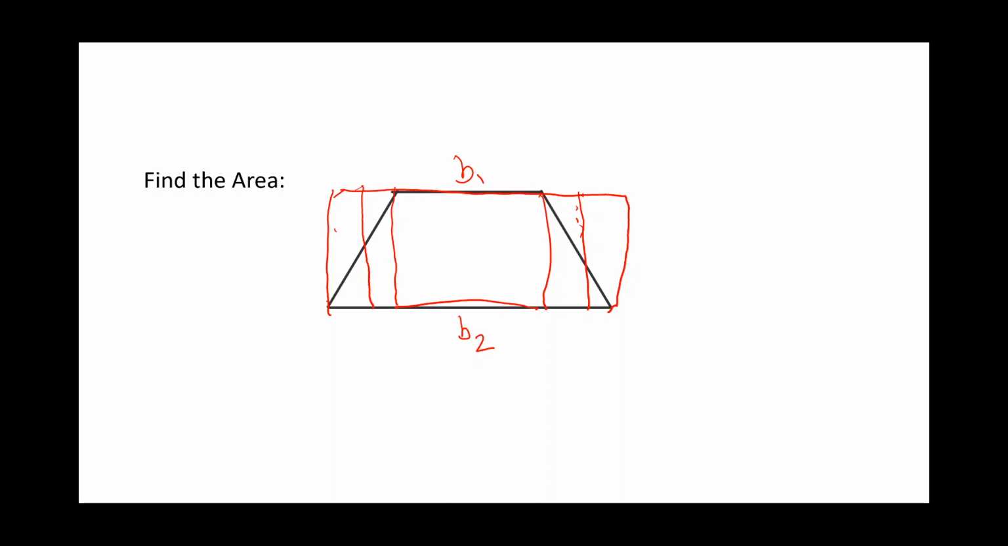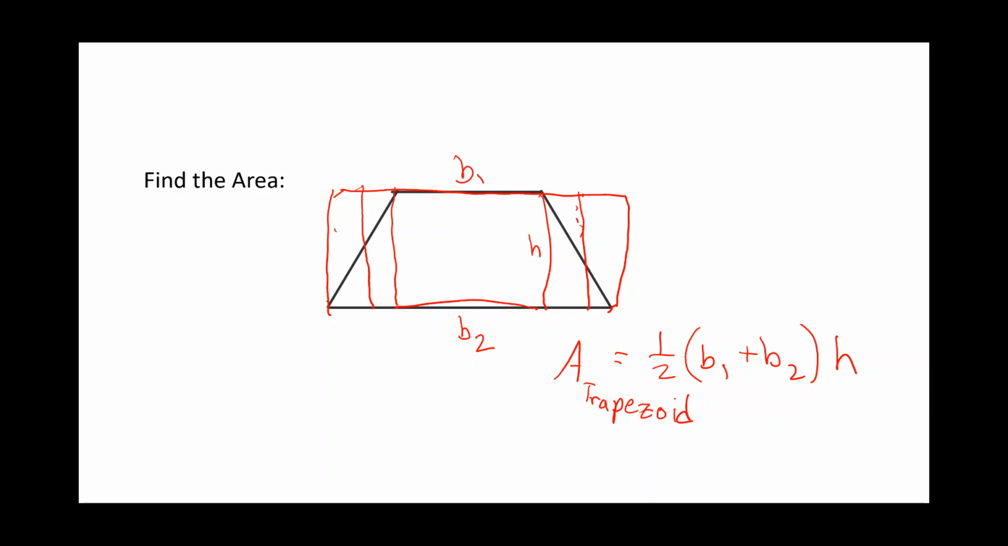And, well, then we'll have some sort of height. And so we'll use half of the distance between them times the height. And that's the formula for the area of a trapezoid. That's kind of how you get that area.